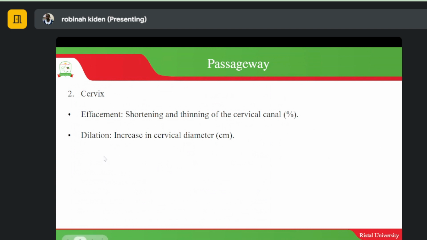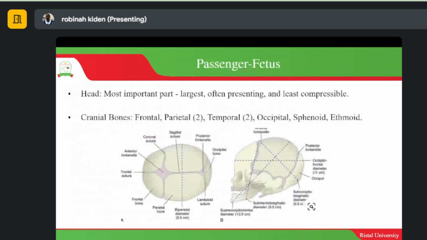Then dilation. Dilation, this is the increase in the cervical diameter. So the cervical os opens in and it increases in diameter. So this measurement also is one important component of labor. Let us look at passenger, which is the fetus.